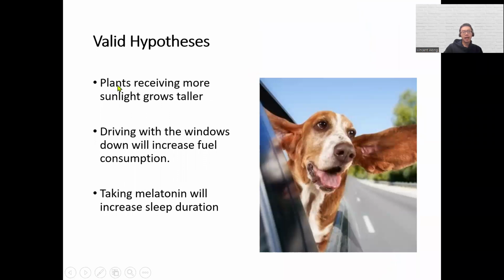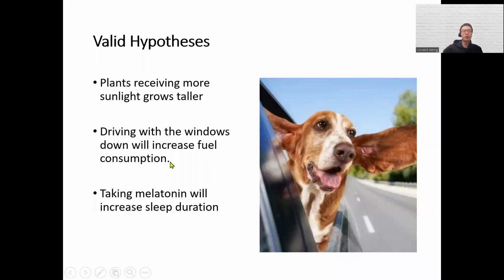Okay. Plants receiving more sunlight grow taller. Right? That's possible to test. We can put some plants in sunlight, some plants in the shade, and see if we are right. You could potentially be wrong. Some plants actually don't like sunlight, and the result might be the other way around. So it's both testable and falsifiable.